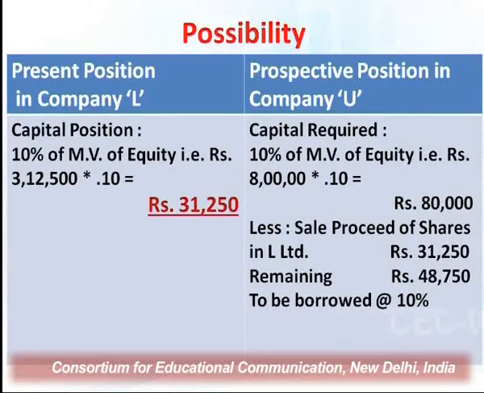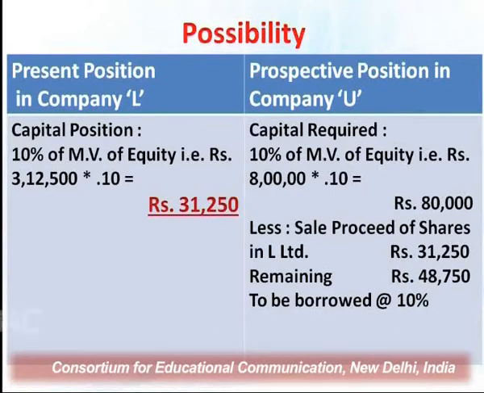Suppose I am Mr. A who has invested in company L. My capital position is 10% of the market value of equity. The market value of equity is given in the question as 3,12,500. Now my right in the capital position will be 10% of this amount, that is rupees 31,250. Right? Now we have to understand what the prospective position in company U is.